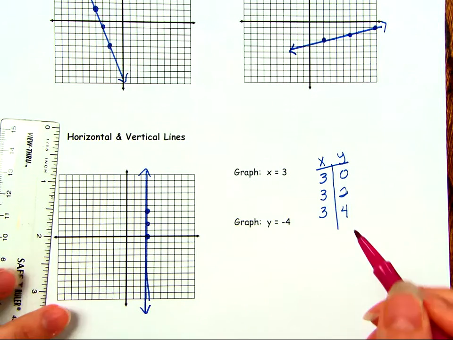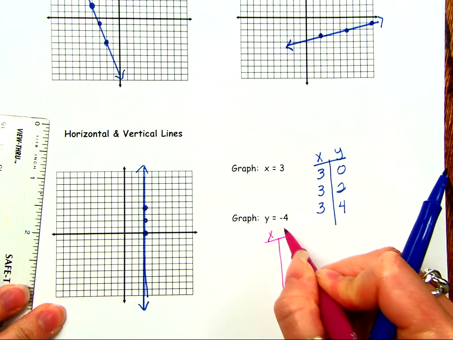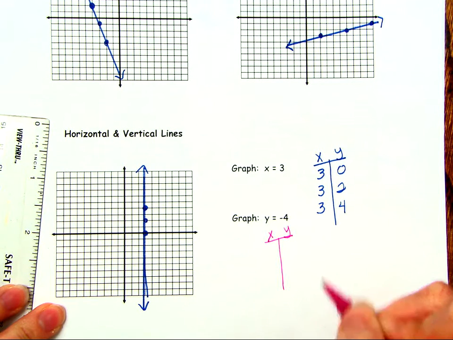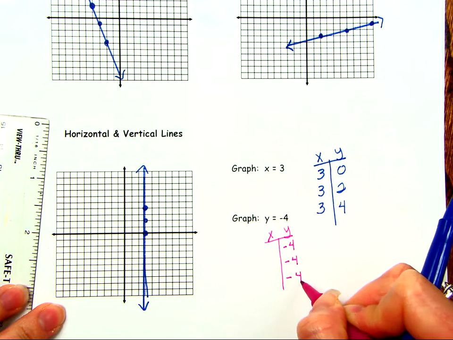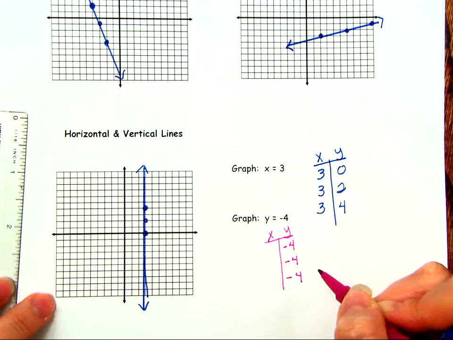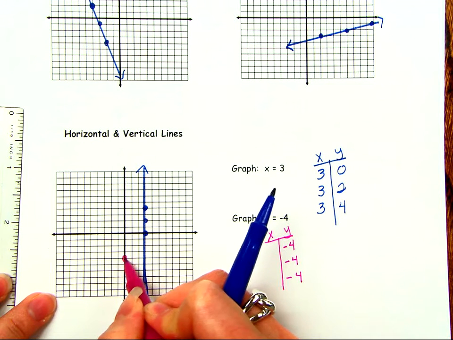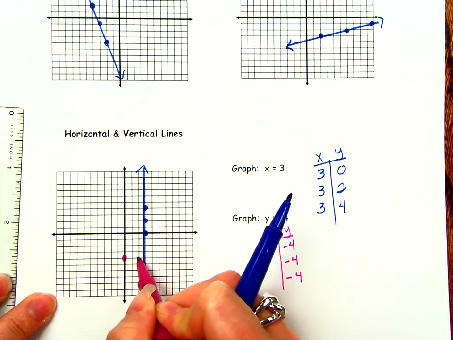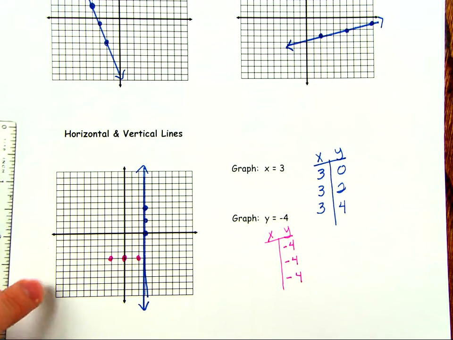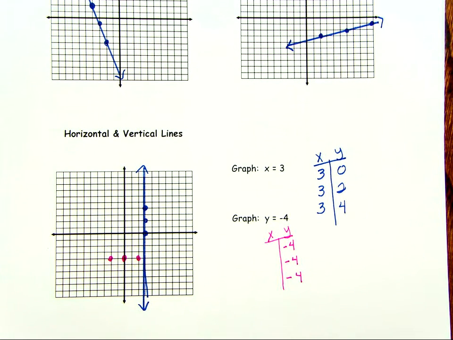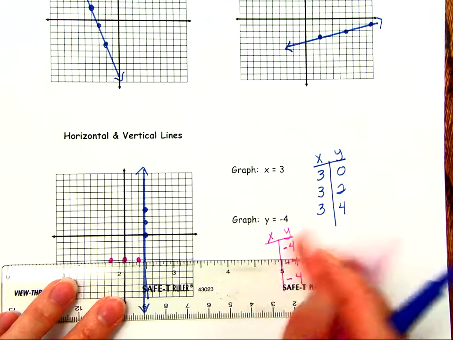When I look at y equaling negative 4, again, if I'm not quite sure, thinking of my t-chart, my y value would always have to be negative 4. So y equaling negative 4, I could have (0, negative 4). I could have (2, negative 4). I could have (negative 2, negative 4). But I can see that y equals negative 4 is going to give me a horizontal line.